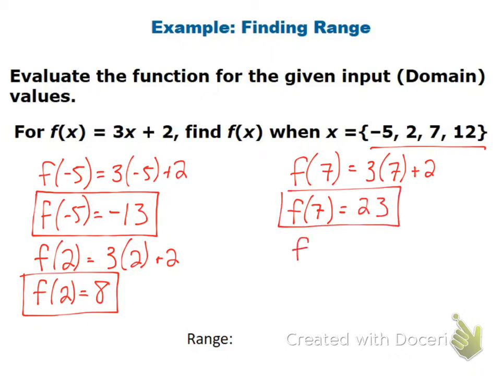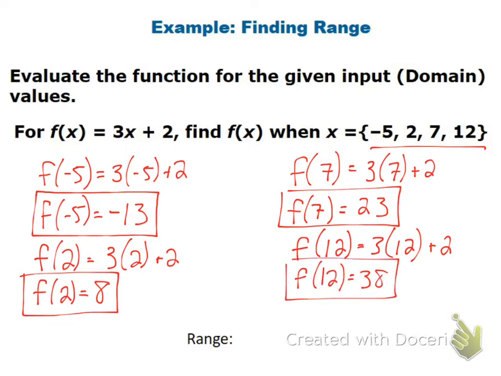The last one, f of 12 is equal to 3 times 12 plus 2. And so f of 12 is equal to 38. Final answer. And so if I wanted to list my range, or my outputs, or my y values, I can list it as negative 13, 8, 23, and 38.